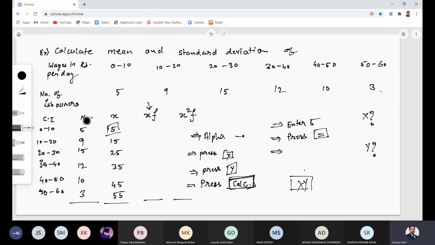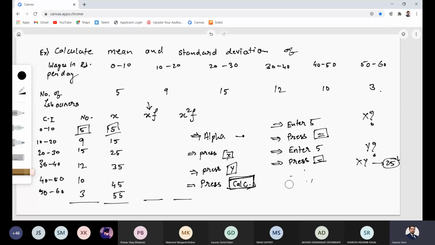Now what is y for me? For me, y is nothing but the frequency. So the value of y is frequency. So enter 5. When you press enter, again press equal to. When you press equal to, you will see x into y value, that is 25 on the screen. Everyone clear up to this?